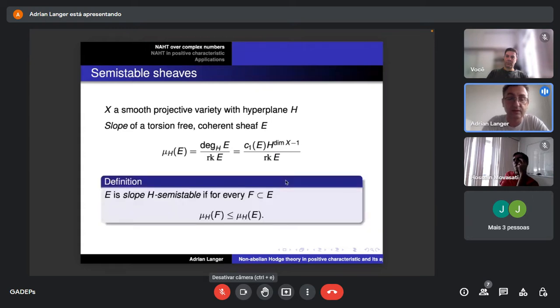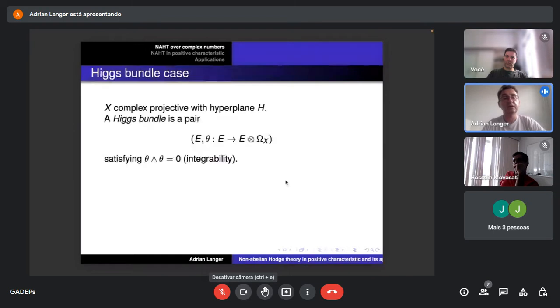So when you have this, you can talk about semi-stability, and you say that your sheaf or vector bundle is slope semi-stable if for every subsheaf, the slope of the subsheaf is less than or equal to the slope of your sheaf. Okay, so that's obviously a very well known story, and I'm going to talk about the Higgs bundle case. So it will be quite similar.